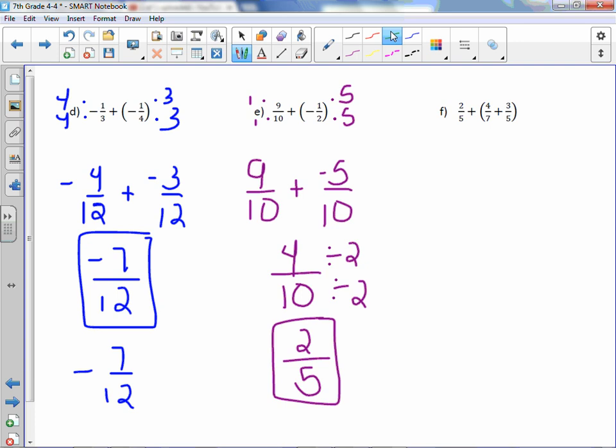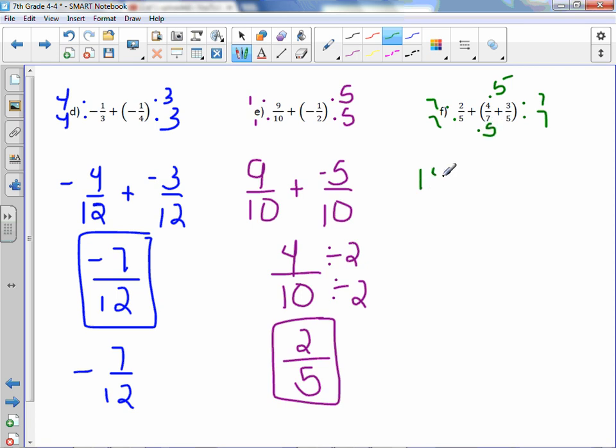Letter F. We have to use the order of operations first, and the order of operations tells us to do what's inside the parentheses first. However, I still need a common denominator, and this time for all 3 fractions. Luckily, I only have 5 and 7 to deal with. That least common denominator is 35. I multiply the fractions with 5 as a denominator by 7. And the denominator of 7, I multiply numerator and denominator by 5.